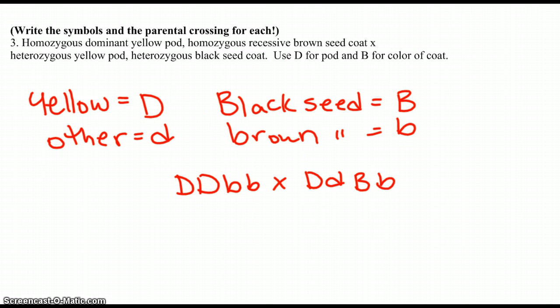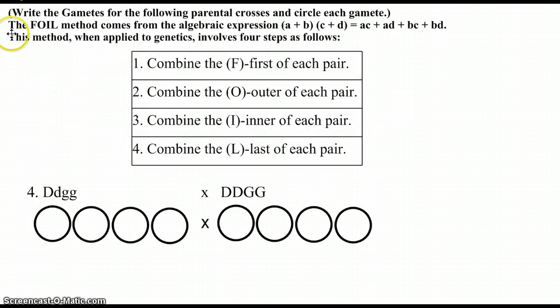Now let's move on to the next and new step that's different between monohybrid and dihybrid. Now this part is not on your worksheet, so if you want to pause this, if you want to copy this part down, you should start with number 4. Okay, when you make gametes, think of when you were using algebra and you would use the FOIL method. We're going to use the same thing here.